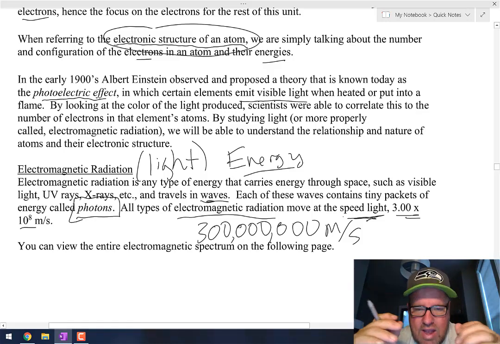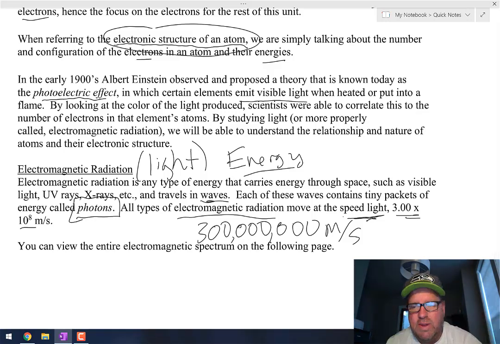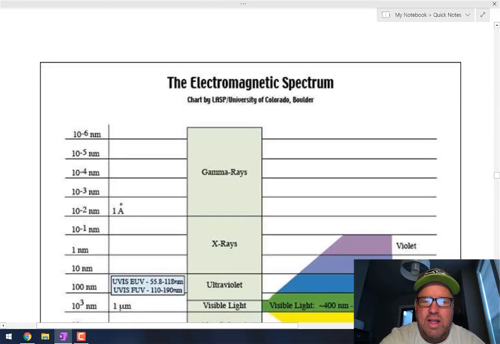It takes the light from the sun about 8 minutes to get here, which means traveling at 300 million meters per second, the light from the sun still takes about 8 minutes to get to Earth. Okay, now, what are all these different types of energy? They're all different types of what's called the electromagnetic spectrum.